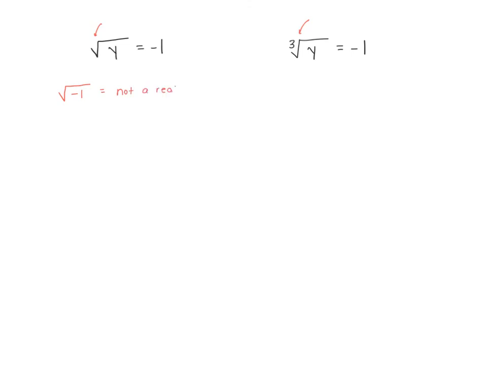And so because we can only put 0 or positive numbers under that square root, there's no way we can end up with a negative number unless there was, let's say, a negative out in front, which in this case there isn't. So there's nothing I can plug in for y here that will give me a -1 when I take the square root. So this has no solution.